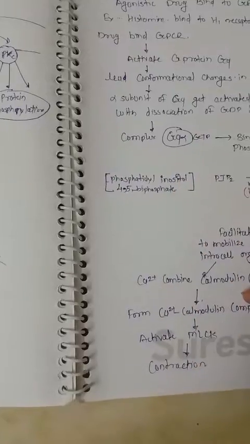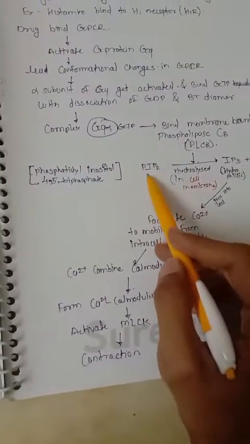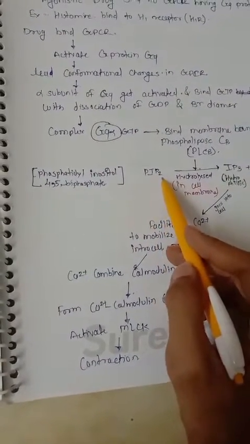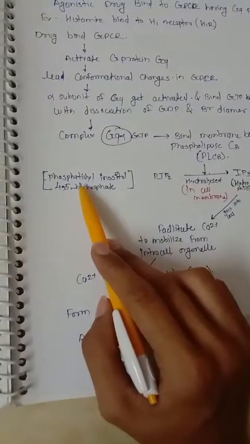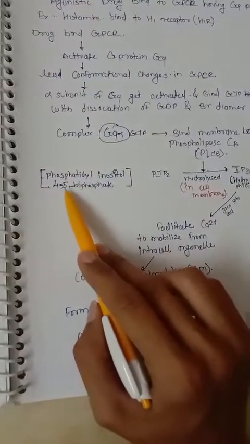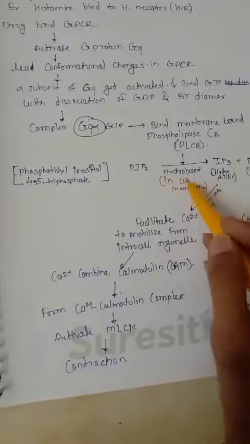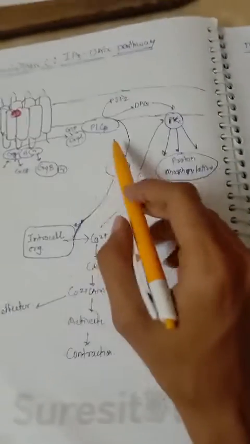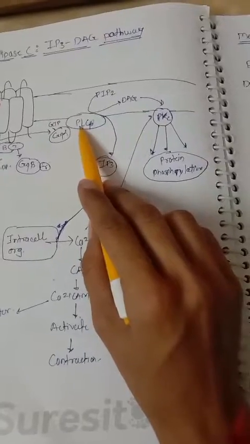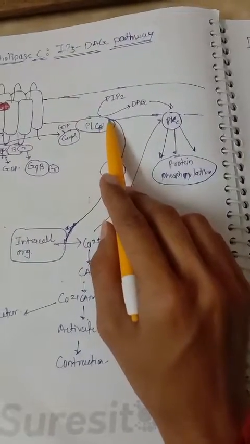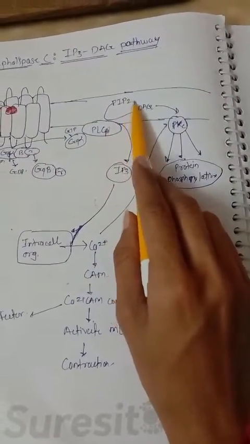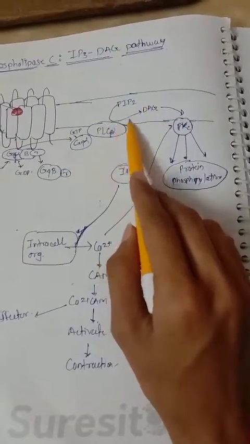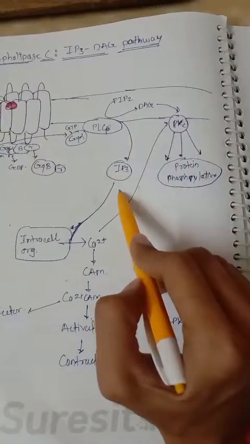and due to that activation, there will be the conversion of the PIP2, that is phosphatidylinositol 4,5-bisphosphate, which gets hydrolyzed and converted into IP3 and DAG. That means after the activation of phospholipase C beta, it will hydrolyze the PIP2 that is present in the cell membrane and convert it into the DAG and the IP3.